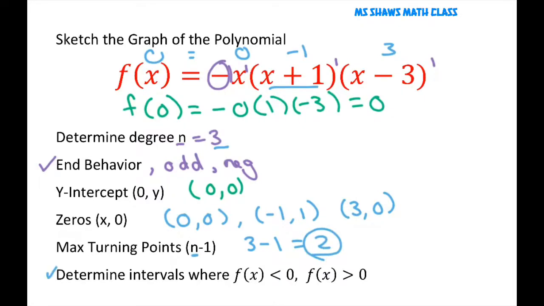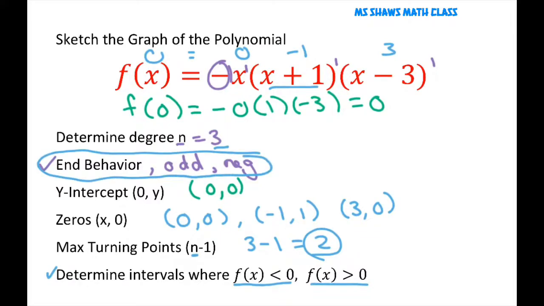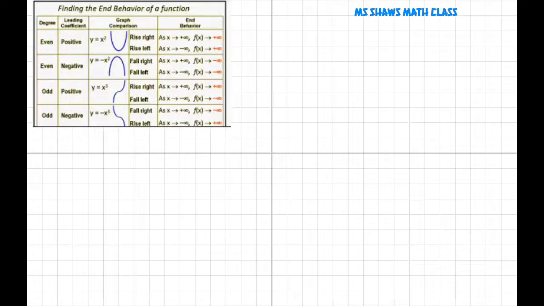And this one, we're going to determine the intervals where our y is negative and positive. We're going to do that after we graph. We're just going to look at the graph. So let's go back to our end behavior. So our lead coefficient is negative and our degree is odd. So degree odd, so we're right in this area.